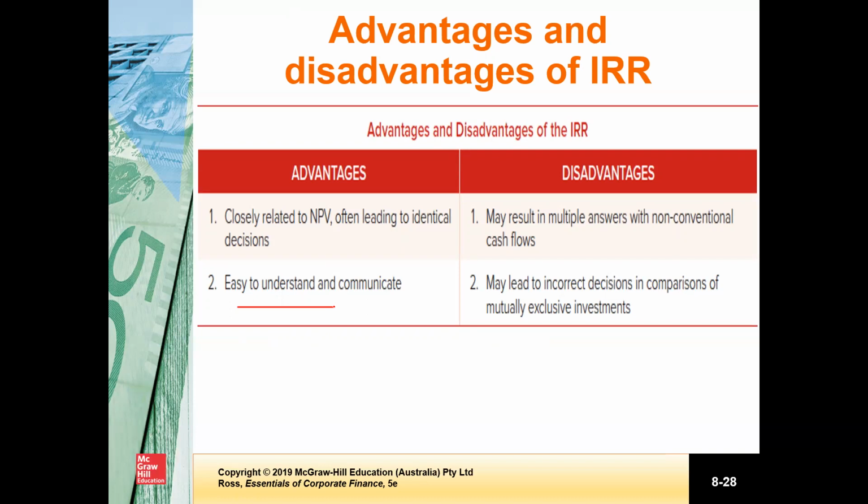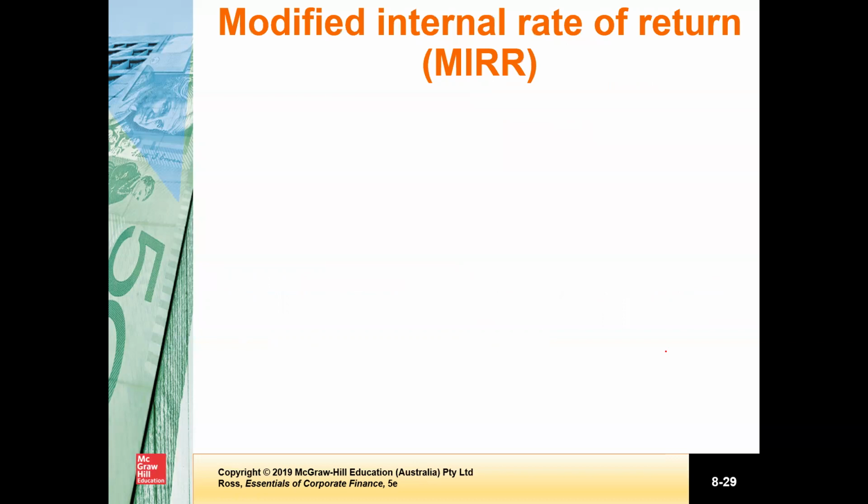It is also closely related to NPV. Just for some exceptional cases, like non-conventional cash flows or mutually exclusive projects, it is unreliable, but in other cases it is very close to NPV. We already know the disadvantages of IRR in the case of non-conventional and mutually exclusive projects.